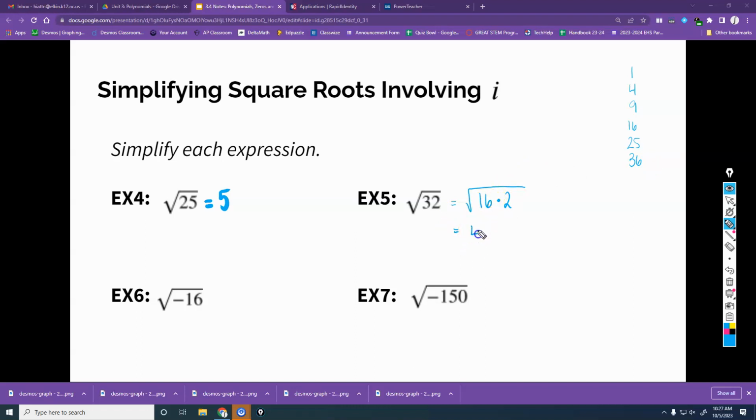So square root of 16, what is it? 4. It is 4. It's going to be on the outside because you've taken the square root of it. It's not under the square root anymore. But we cannot take the square root of 2, so it stays on the inside.